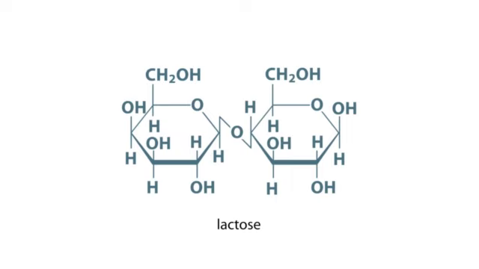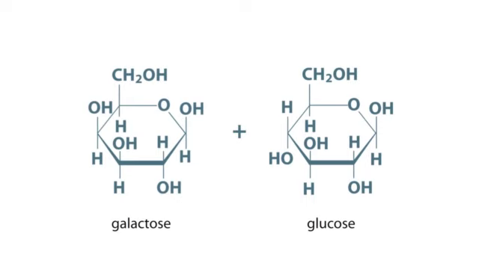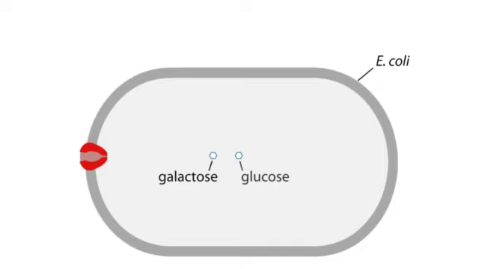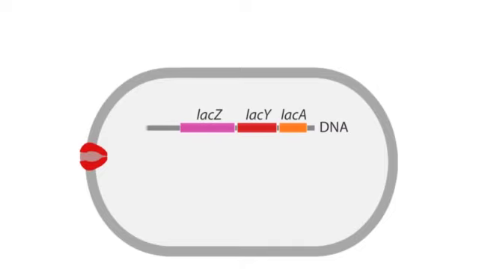Lactose is a disaccharide sugar that is converted by E. coli into galactose and glucose, which are used by the cell as sources of energy. To make use of lactose, the bacterium must first transport the sugar into the cell and then split it into galactose and glucose. 3 genes are involved in the utilization of lactose.